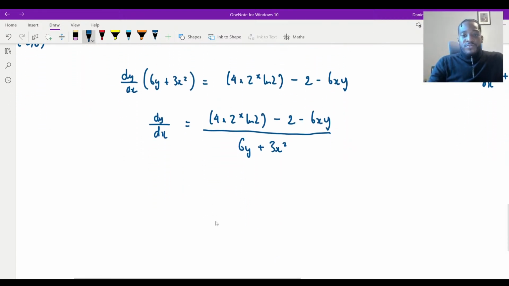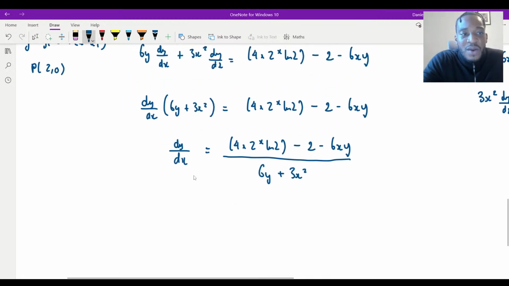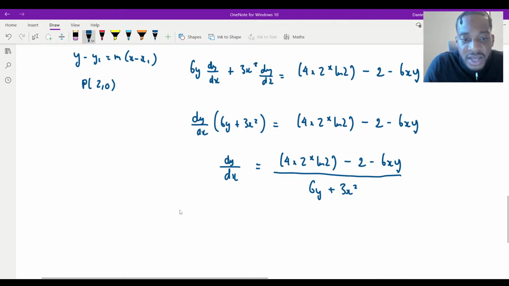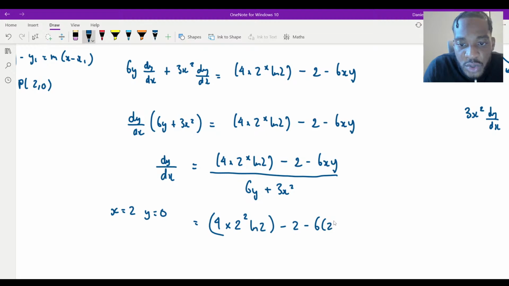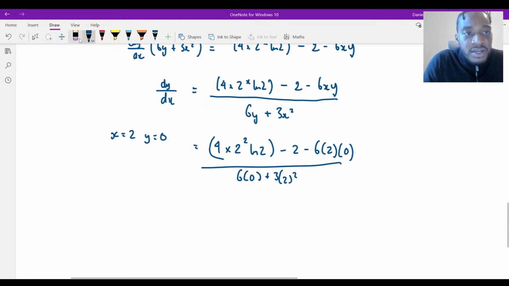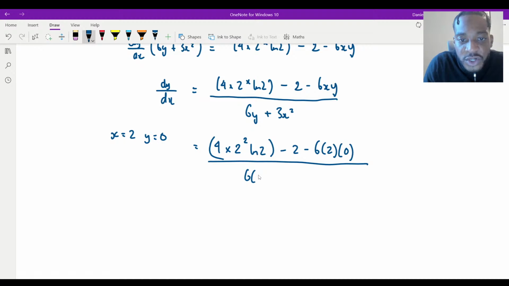And yeah, so now remember we need dy/dx where P is at (2, 0). So we need to plug in x equals 2 and y equals 0 into all of that to see what dy/dx is. So it's going to be 4 times 2 to the 2, and you need to be careful, by the way, ln 2, like that. And then it's going to be minus 2, and it's going to be 6, 2, and then 0, over 6 lots of 0 plus 3, 2 squared, like that. So now, tidying that up, what's that going to be?